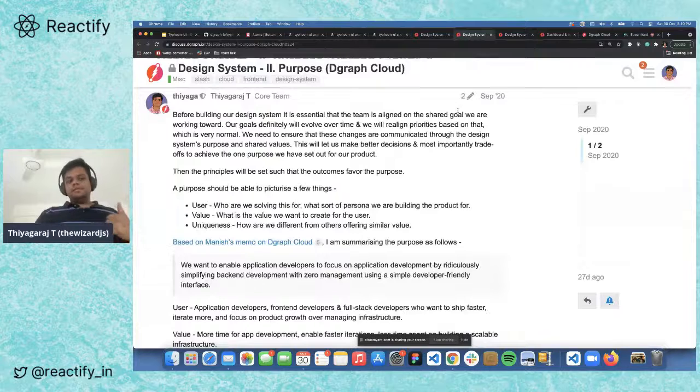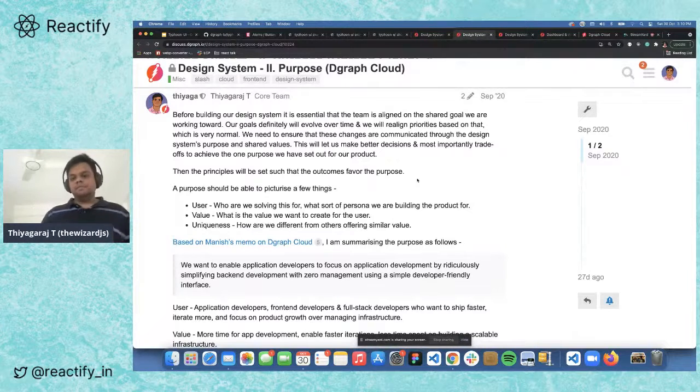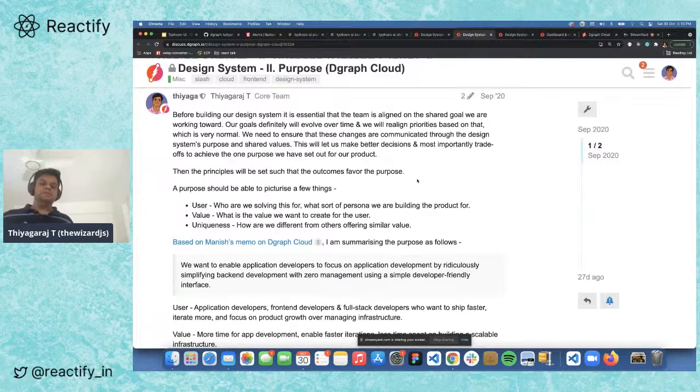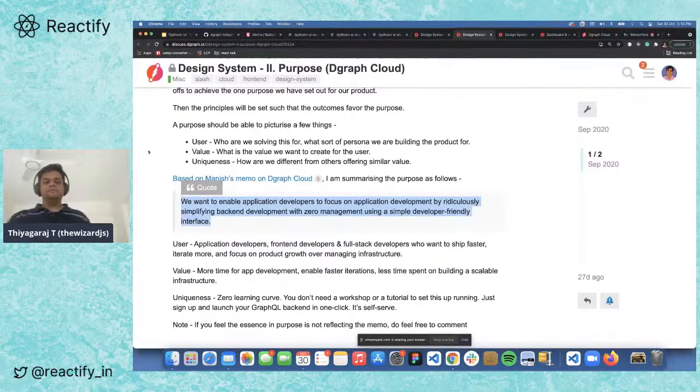Then the purpose, as I said, there will be one single purpose, and the purpose should define who the user is, who we are really solving for, what value we are creating, and what the uniqueness of the purpose is, right? Every digital product will have its own unique proposition. So how is it different from everyone else? What makes you unique? I think that should also get communicated. For example, in Dgraph Cloud, this was literally the purpose which we defined, and we said, hey, this is what the purpose is.